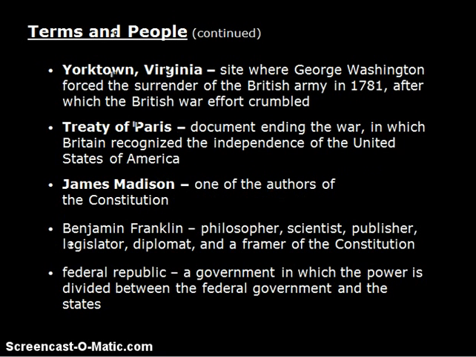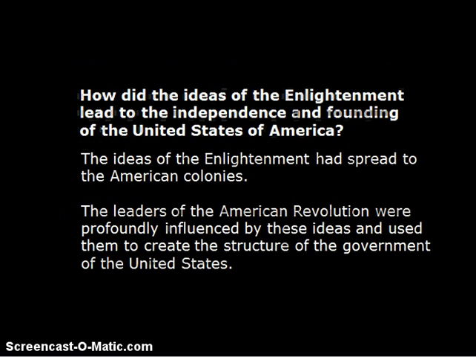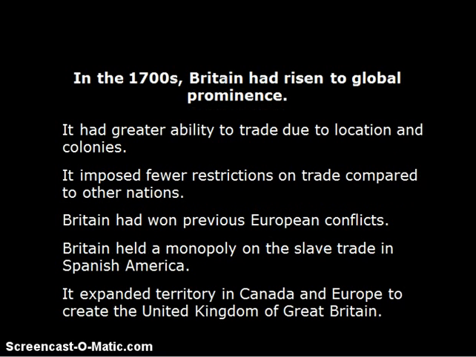Yorktown, we're going to see that portrayed in the movie if we get to go that far with the movie. And the goal for this unit, for me anyway, is to hopefully connect the Enlightenment with the founding of the United States. In the 1700s, Britain was a global superpower.